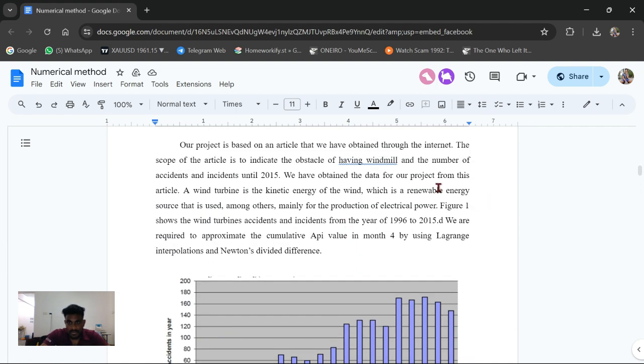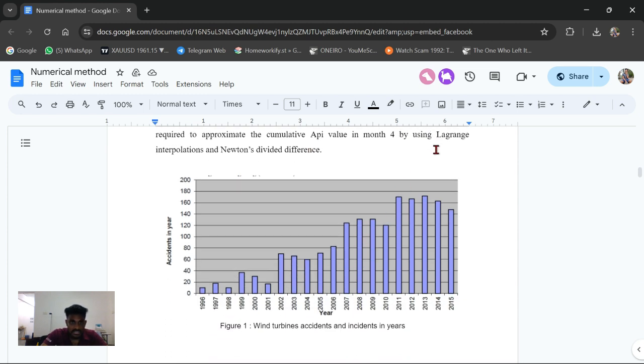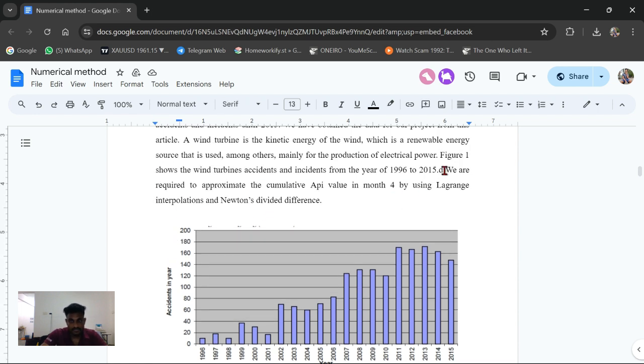Moreover, a wind turbine converts kinetic energy to electrical energy, which is renewable. Hence, we are required to approximate the cumulative API value in month 4 by using Lagrange and Newton's divided difference.